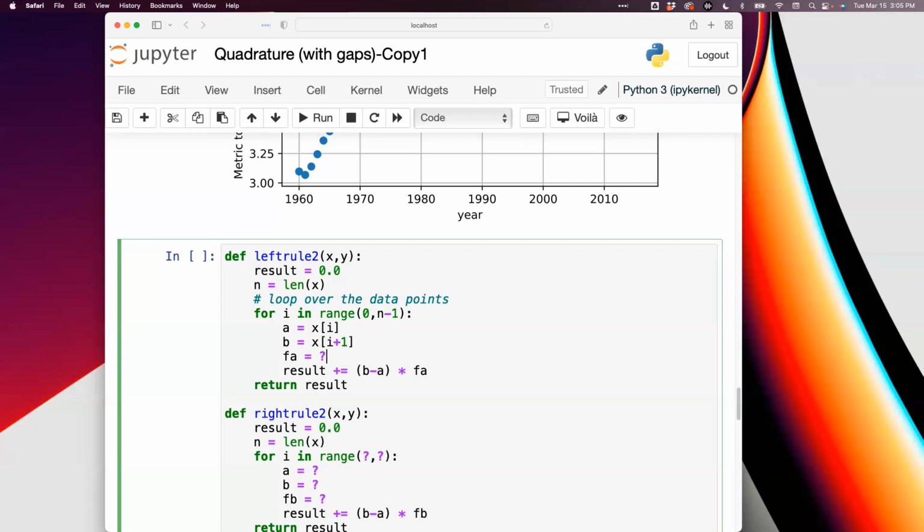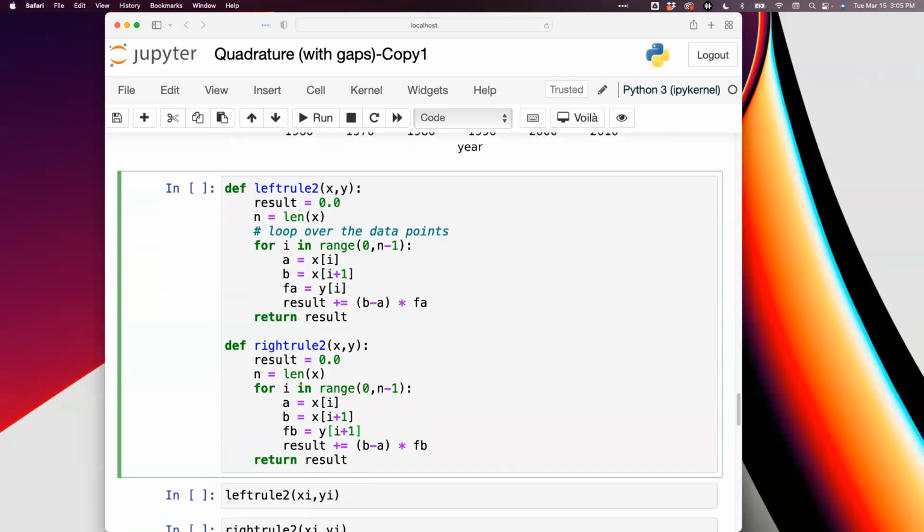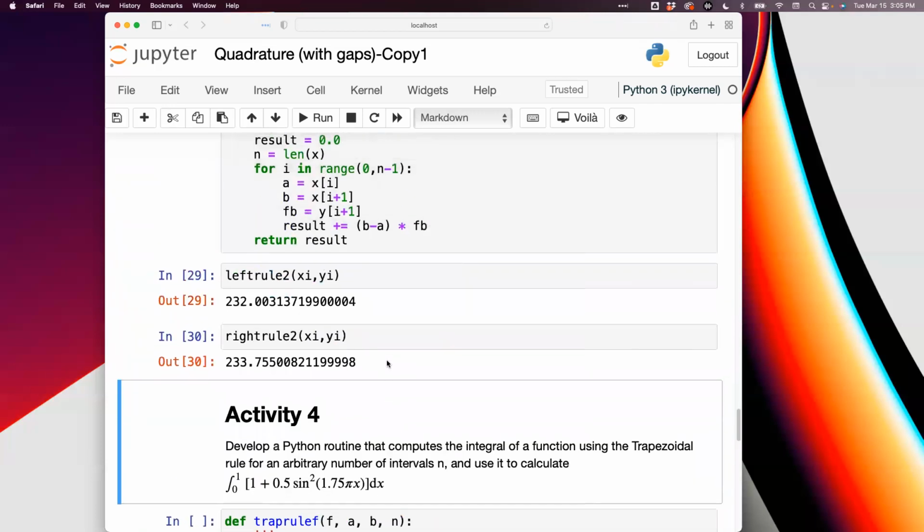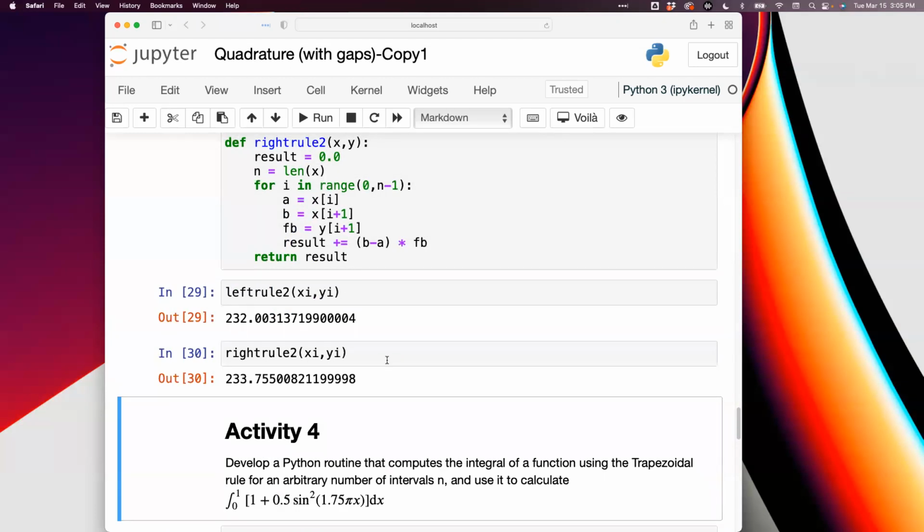a is the y value at xi or at a. So it's yi. Y at i. Same thing over here. Range from 0 to n minus 1. Your a is xi, your b is xi plus 1, and your f of b is yi plus 1. Right? That's the right point. And then you do this calculation and you get 232 or 233, depending on the left or right rule.